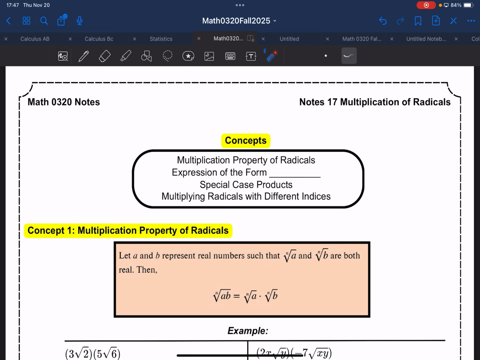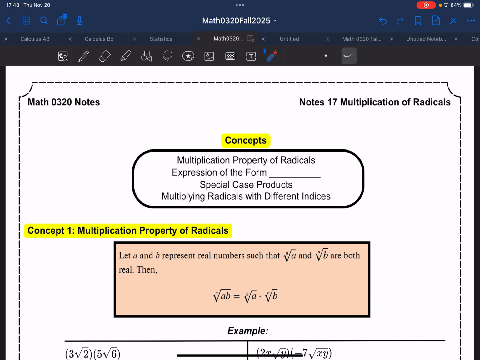Okay, so this is note 17, multiplication of radicals. Yesterday we talked about adding and subtracting radicals. And when we were adding or subtracting them, we wanted to make sure we had the same radical. So that means the same radical with the same nth root. They both had to be cube root, both had to be fourth root. On top of that, inside of the radical had to be the same number in order to combine them.